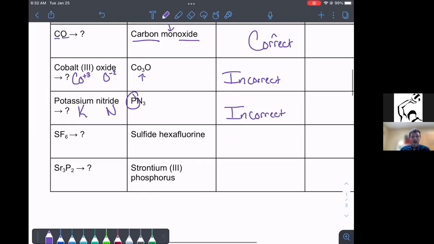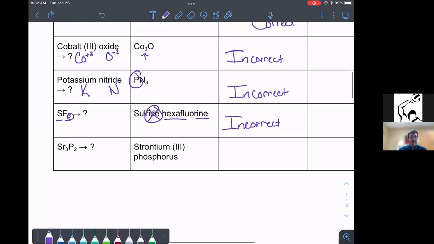The next one, they got super close. We have sulfur and fluorine, and we do even have our hexa for 6, but they flipped where our suffixes go, or our endings go. Remember, the first one, the ending doesn't change. The second one, the ending does change. So the endings are wrong on this one. So this one is, again, incorrect because of our endings.